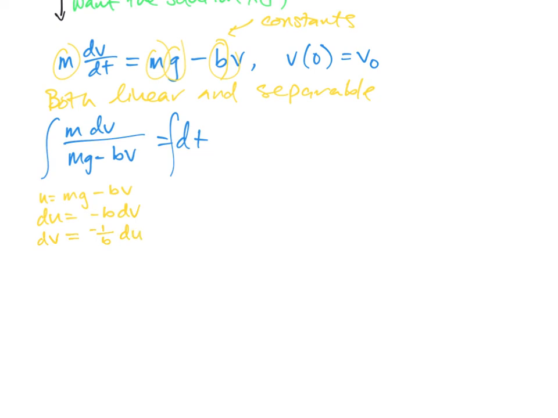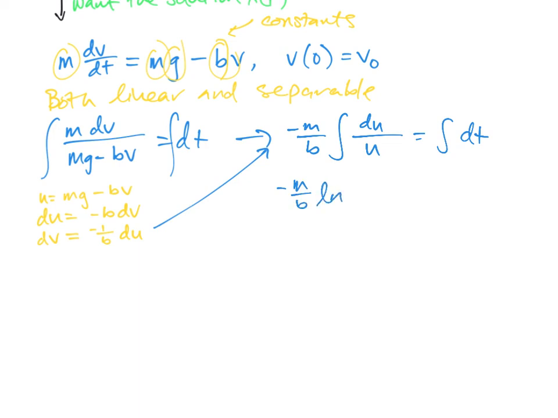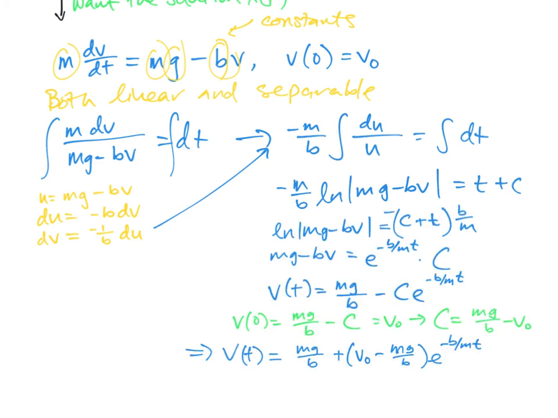So our new integral is going to look like this. We get all these constants on the outside, negative m over b, and then we have the integral of 1 over u du equals the integral of dt. So now negative m over b ln of, now I can switch my u back to mg minus bv, equals t plus a constant. So if we solve out, I wrote out the details, but I'm not going to explain them. We're solving out for v.